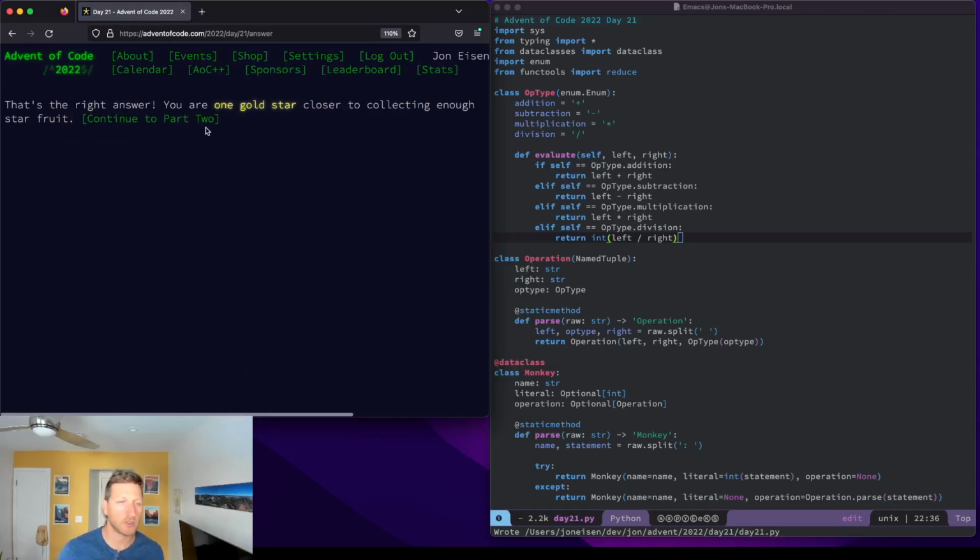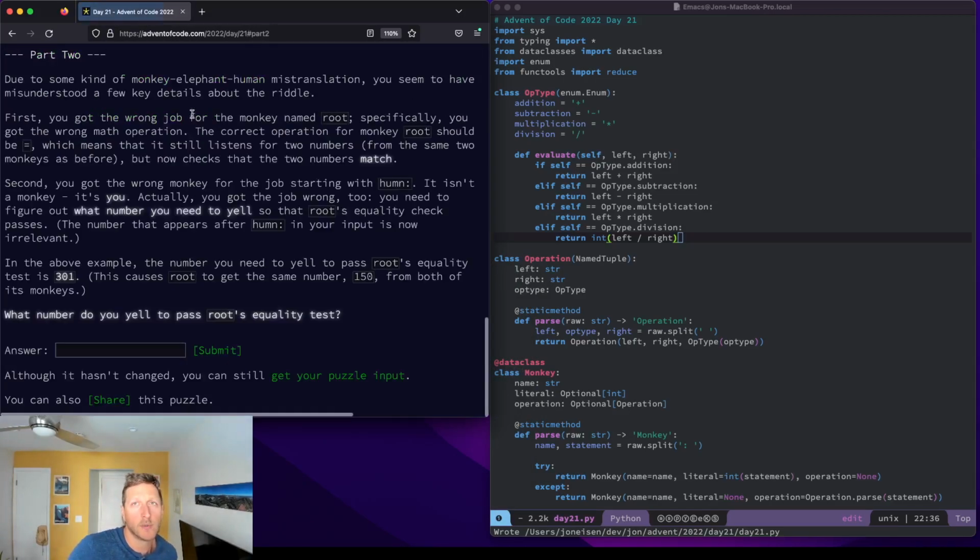Nice. Good job. We just implemented the problem. I think part 2 is going to be significantly harder. Due to some kind of monkey elephant human mistranslation, you have misunderstood a few key details. First, you get the wrong job for the monkey named root. Specifically, you got the wrong math operation. The correct operation for the monkey root should be equals, which means that it still listens for 2 numbers, but now checks that the 2 numbers match.